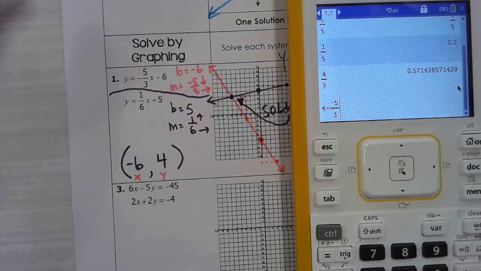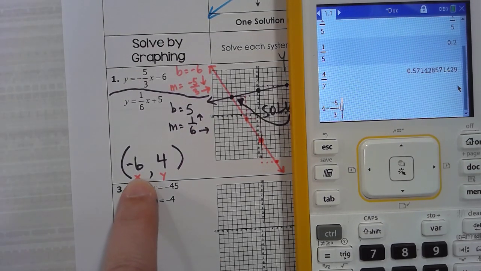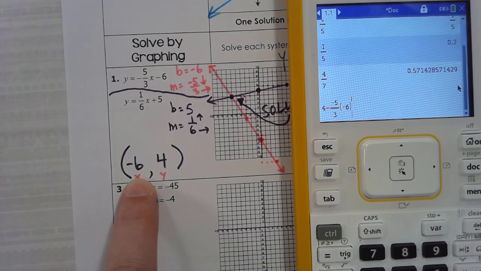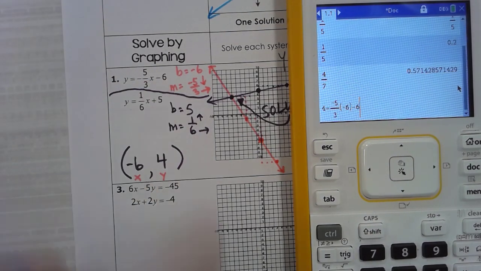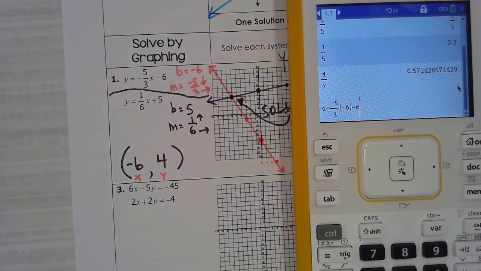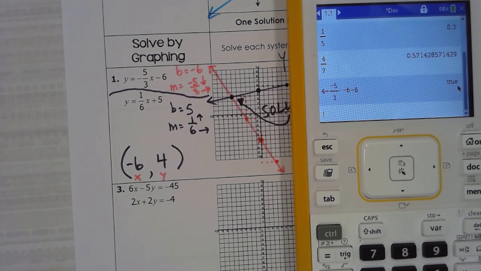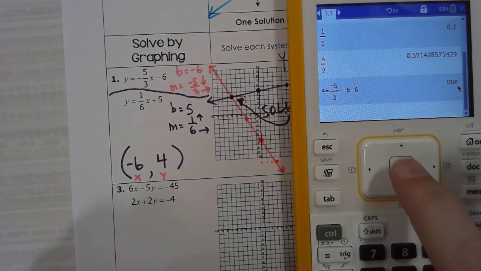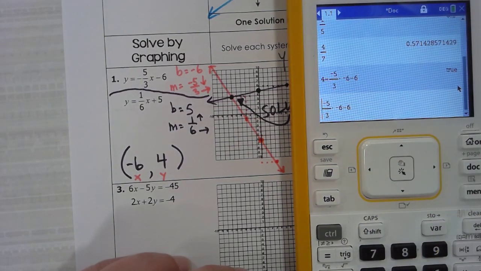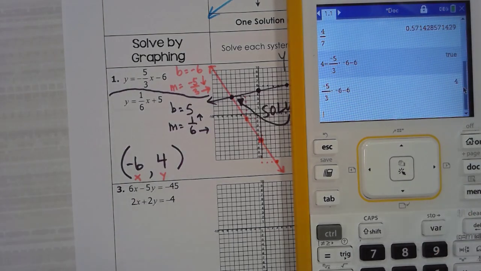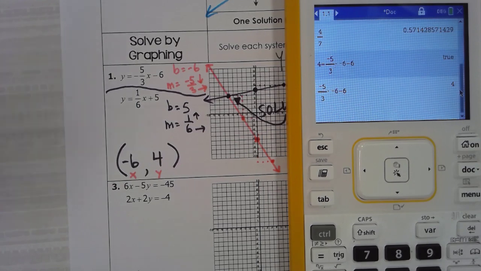And then what number are we going to put for the x? Negative 6. Put in parentheses. And then after the negative 6, or after the x says minus 6. So I put a 4 where the y was, and a negative 6 where the x was. And when I hit enter, this should be true. Right? Or if you didn't want to do that, you could just type the last part with the negative 5 over 3 and be like, hey, look, it makes 4. That's the y value, right? Because you don't always have a graphing calculator when you're checking those ordered pairs.